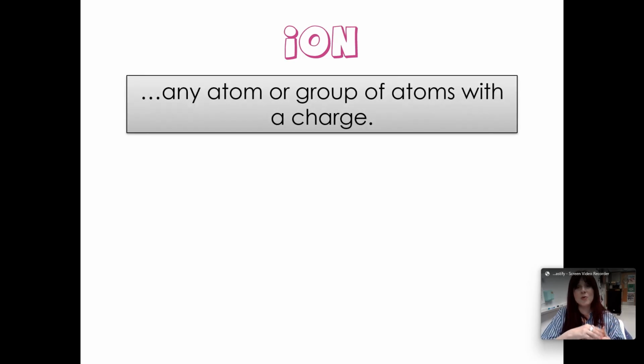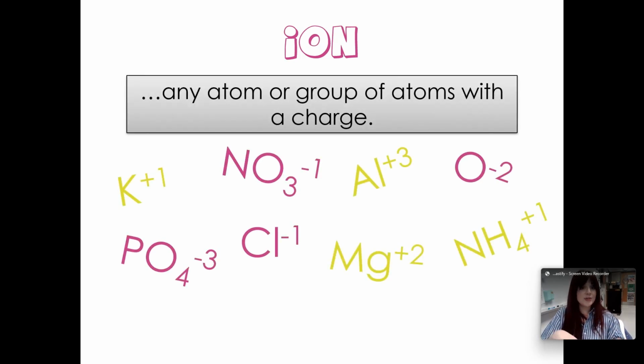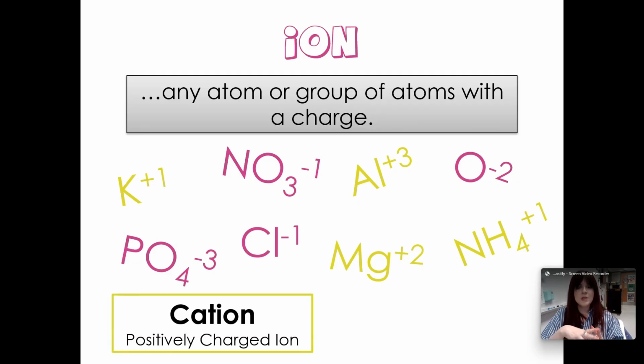We also have an ion, which I've mentioned before. An ion is any atom or group of atoms that has a charge. So here's a whole bunch of different ions that are shown up here on the screen. And you'll see I color-coded them. There's a reason for that. Any type of ion that is a positively charged ion is what we call a cation. So a cation is a positively charged ion. So we'll see this potassium right here is positively charged. Aluminum, positively charged. Magnesium, and this is the ammonium ion, positively charged. Not only are they ions, more specifically, they are cations.